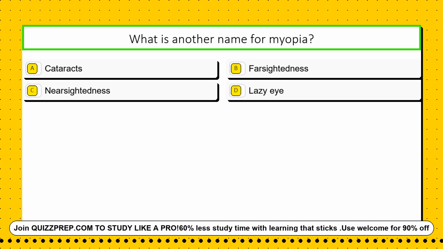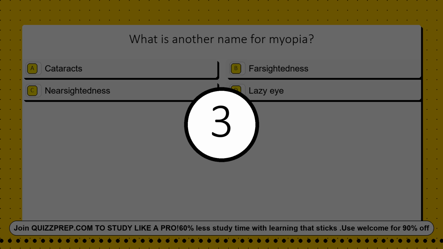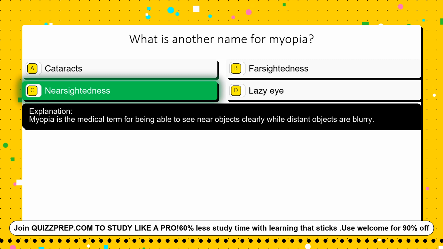Question 123. What is another name for myopia? Option A, cataracts. Option B, farsightedness. Option C, nearsightedness. Option D, lazy eye. The correct answer is option C, nearsightedness. Myopia is the medical term for being able to see near objects clearly while distant objects are blurry.